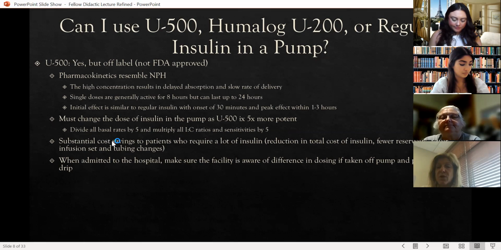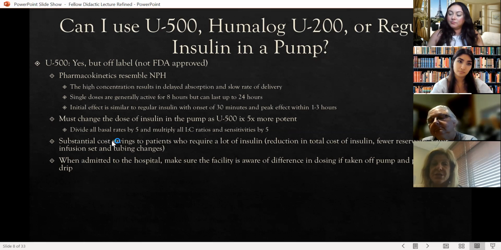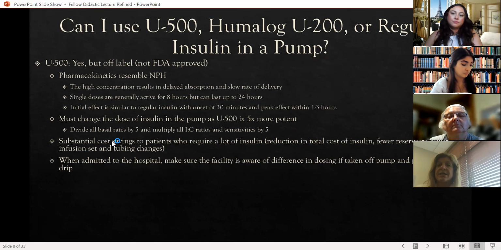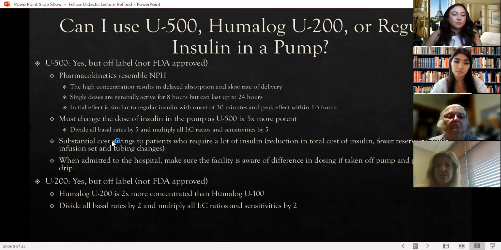It's 5 times more concentrated. So when you're figuring out insulin to carb ratios, those numbers have to be manipulated in the pump. Their insulin to carb ratio will look different because they're on a more concentrated insulin. So we can do it, but it is off-label. Next, I think it talks about the U200.